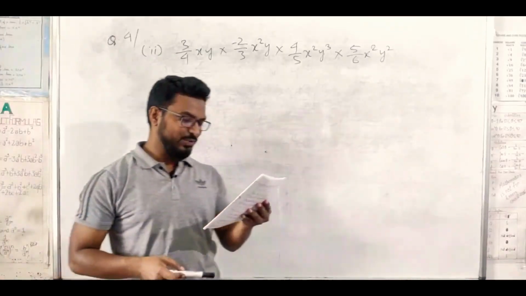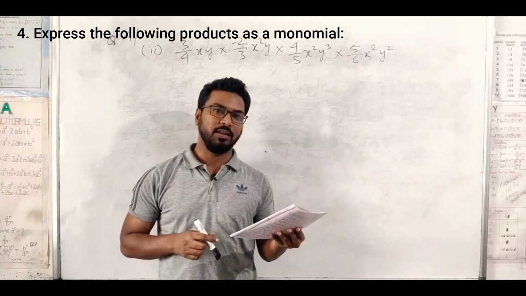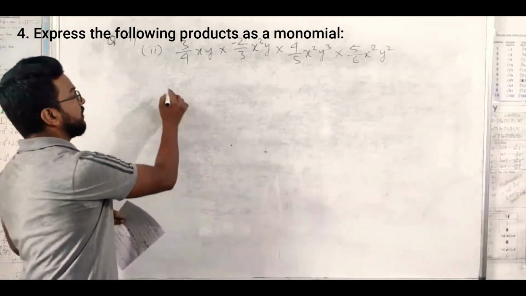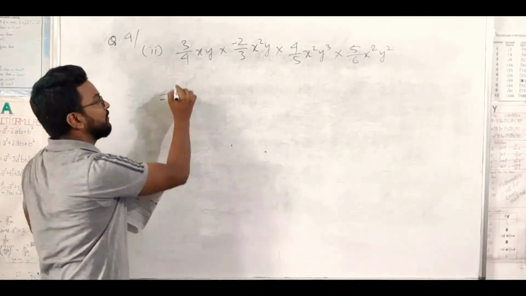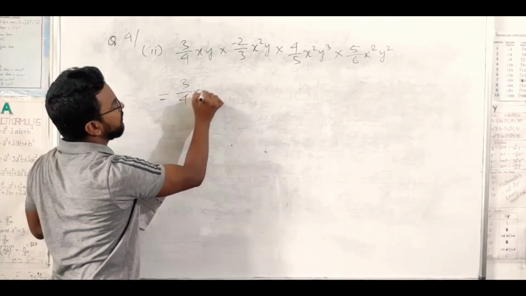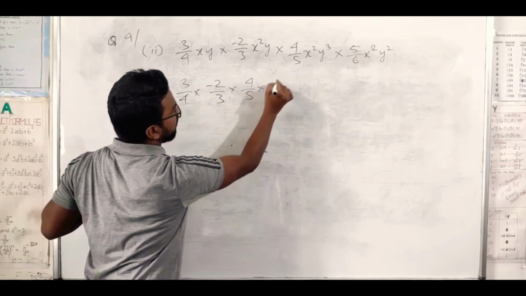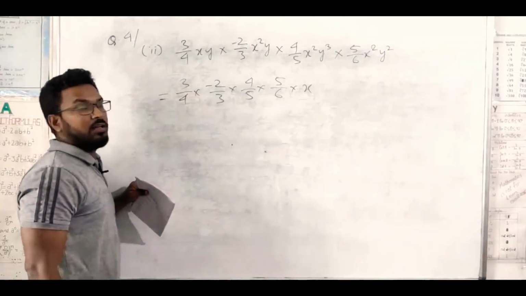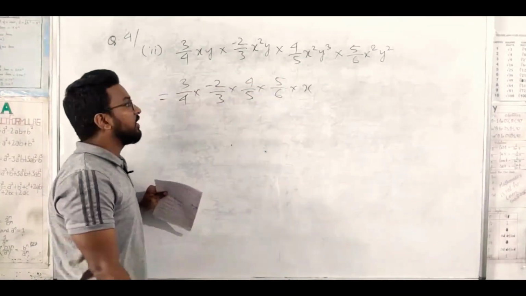So we move to the next question. Our next question is: express the following product as a monomial. So how many terms are given? 4 terms are given, so you have to multiply those terms. What do you do? First you will multiply all the numerical values. So 3 by 4 into minus 2 by 3 into 4 by 5 into 5 by 6 into x. All the literal values are x and y, so it is easy to find.